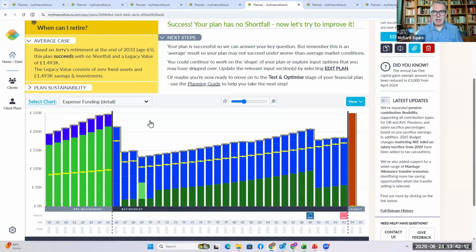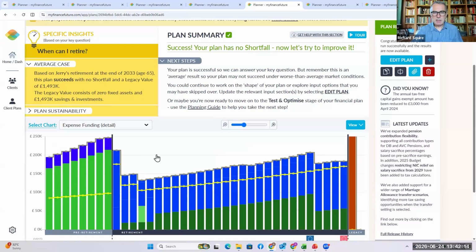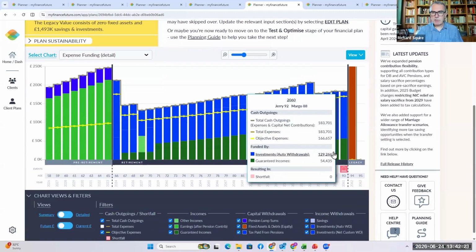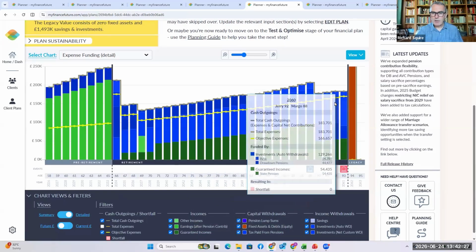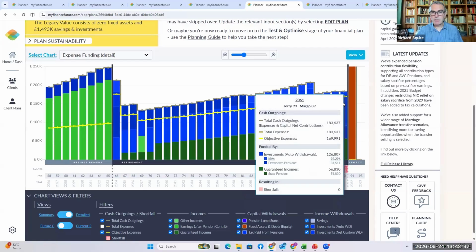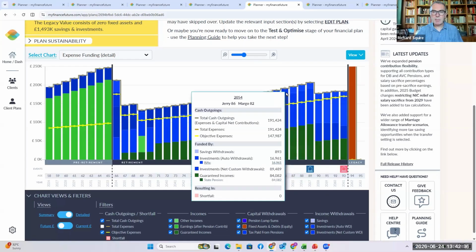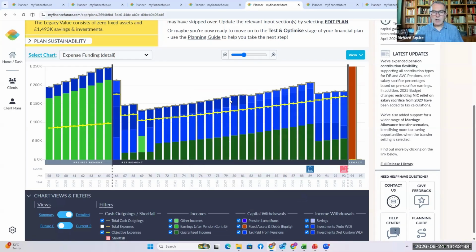And we can see from the shape of the chart, there's been a fairly significant change. So at the end of the plan, we've flattened that out. And you'll see that in this period, if I scroll down to look at the detail, we're withdrawing from ISAs and pensions, which reduces our tax bill. And we still have ISAs at the end of the plan. And earlier in the plan, we are withdrawing more from Jerry's pension, which means we're paying more higher rate tax.